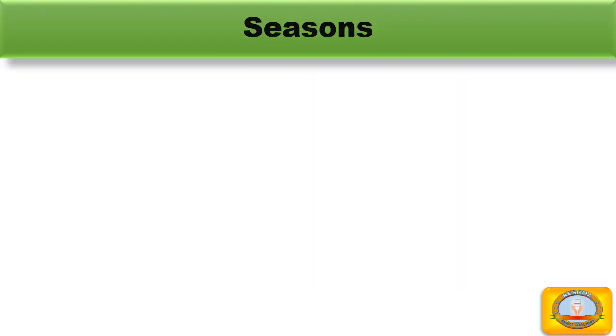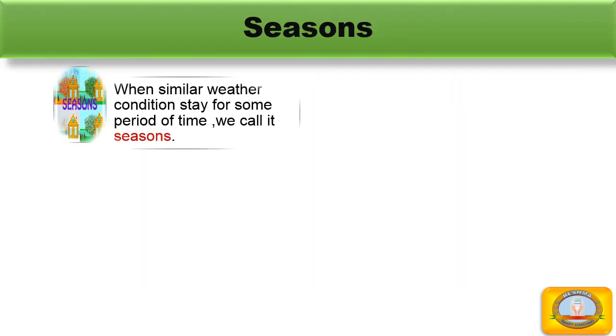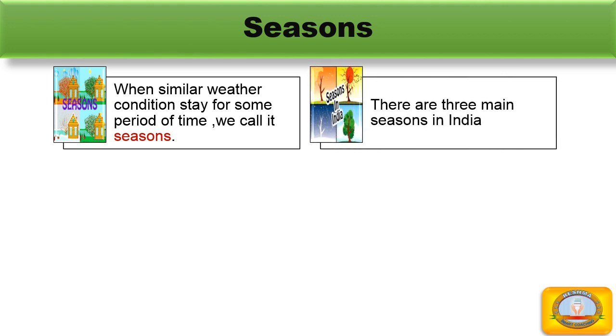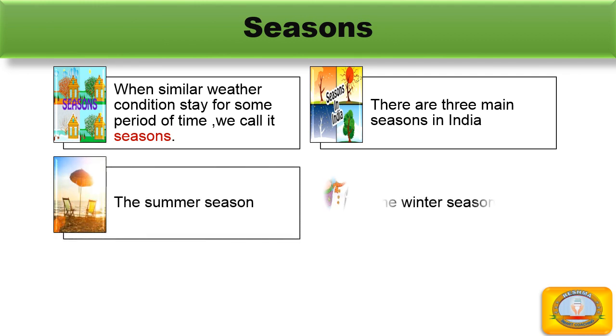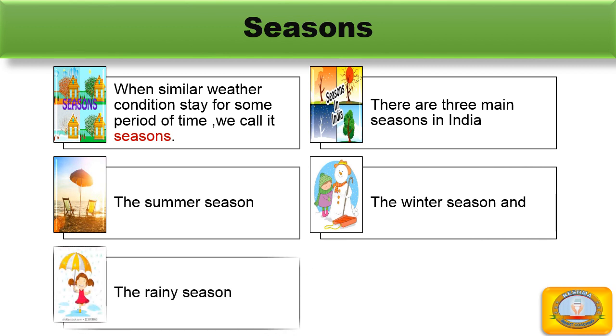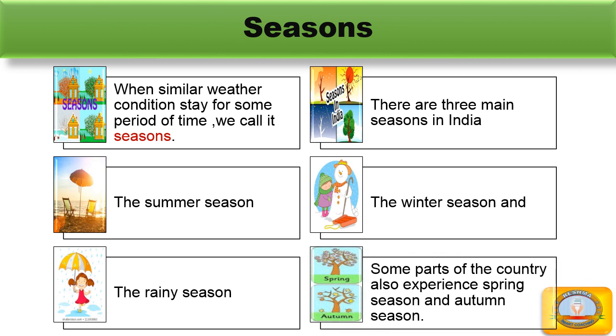Next, seasons. When similar weather conditions stay for some period of time, we call it season. There are three main seasons in India: the summer season, the winter season, and the rainy season. Some parts of the country also experience spring season and autumn season.